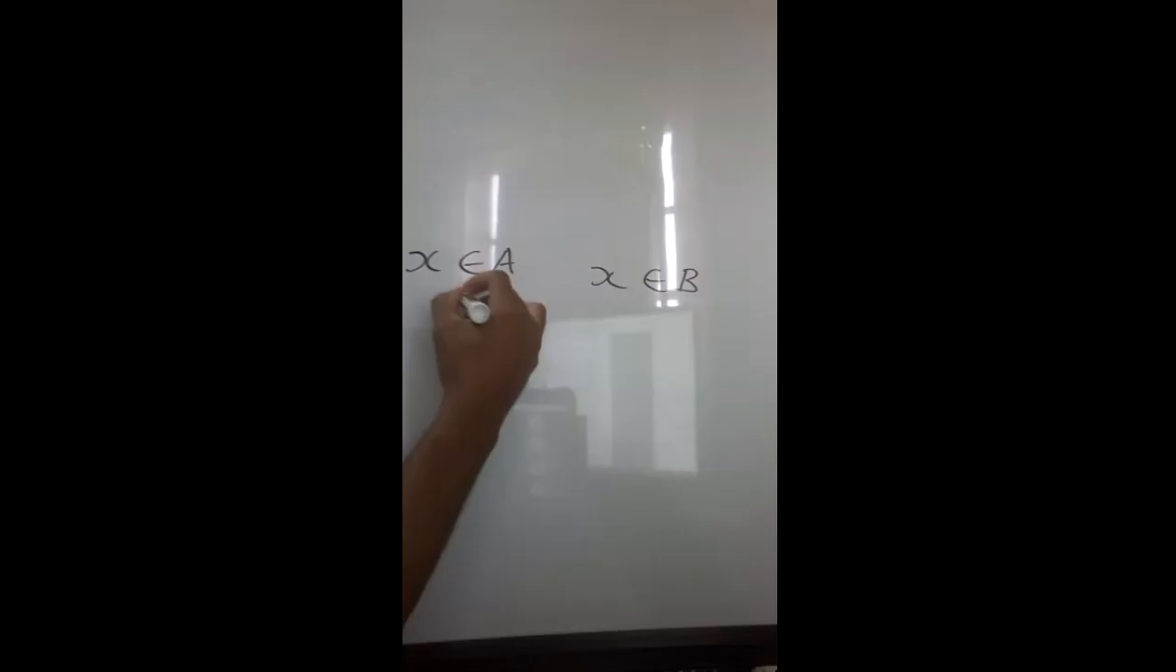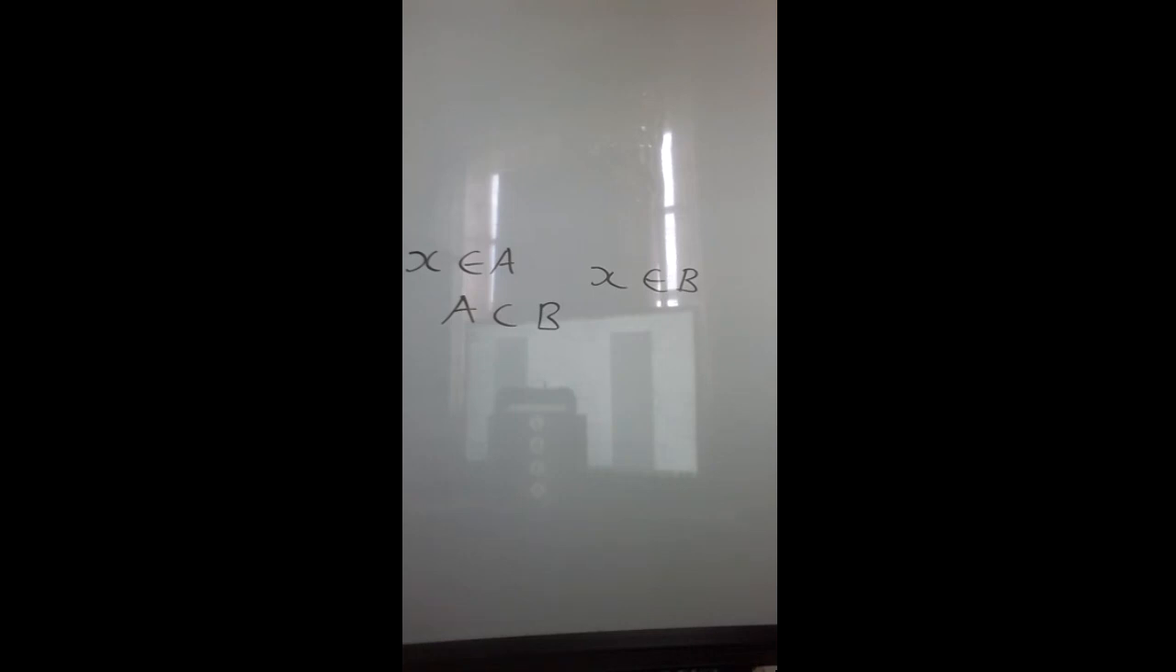So a set A is a subset of a set B if X in A implies X in B, denoted A subset B. So what are they saying, if you want to put it in layman's terms? A is a subset of B if every element that is found in A can also be found in B. That's what they're saying.